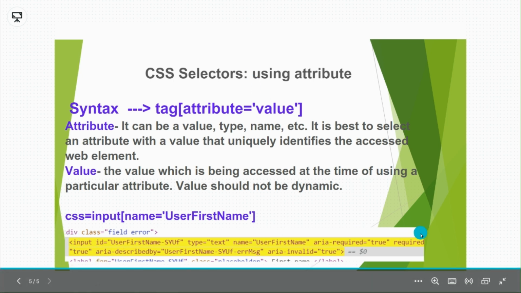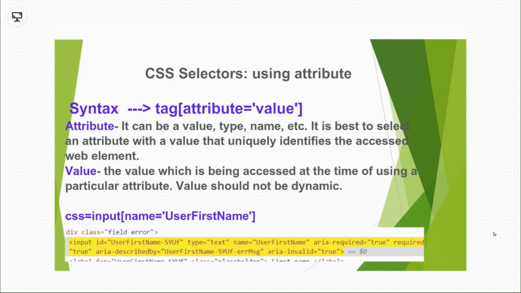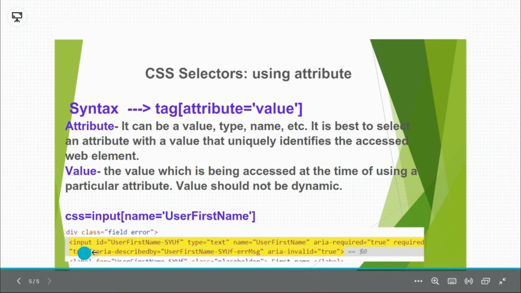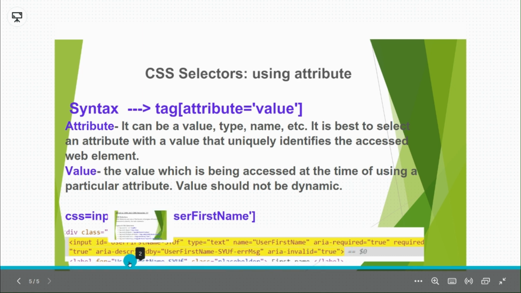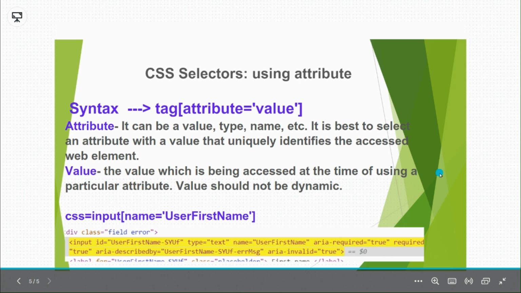This is the screenshot of an HTML DOM. I have captured an element's attributes here. As you can see, the tag is input. It has different attributes such as ID, type, name, aria-required, all these things. Right? If you see it here, ID is dynamic. It will change every time. It is not a static value.